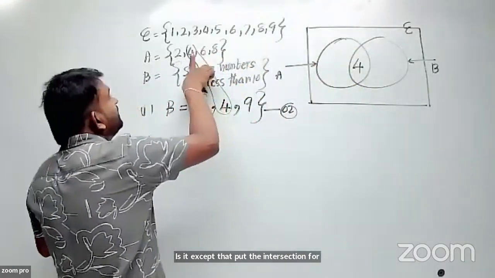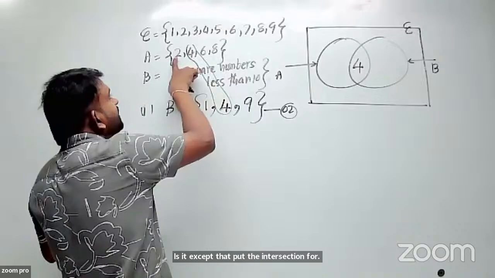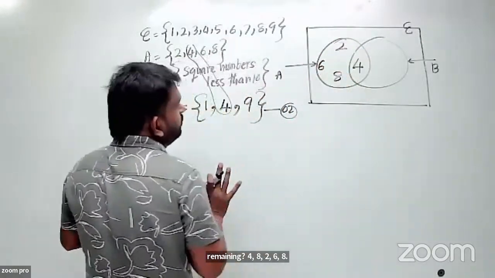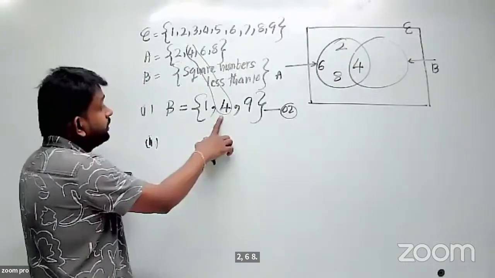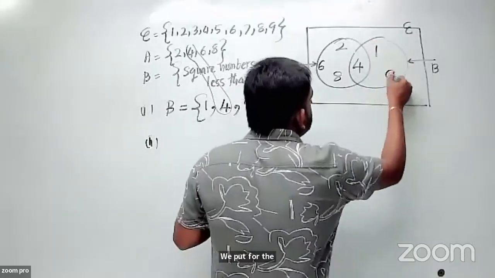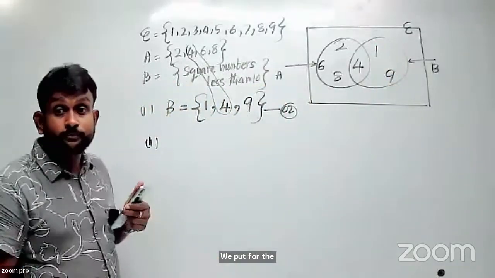Okay, 4 is done. Then except that, what are the remaining for A? 2, 6, 8. Put 2, 6, 8. Okay, then move to the B set. You put 4 there, except that 1 and 9 are there. Put 1 and 9 here. Okay.